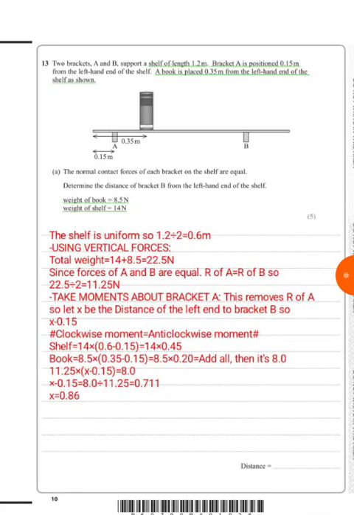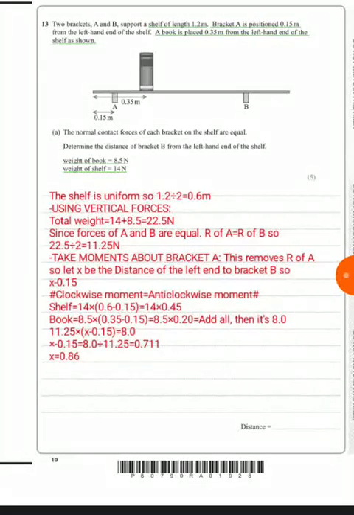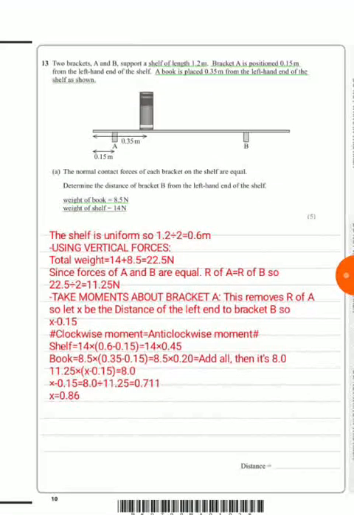If you want to find out whether your answer is correct, you can redo everything. Moment is normally force into perpendicular distance from the pivot. So you take B as the pivot, and you know the force is equal. Take the distance and find the moment. Now this distance is 0.86, you got it. And then you need to find the force.